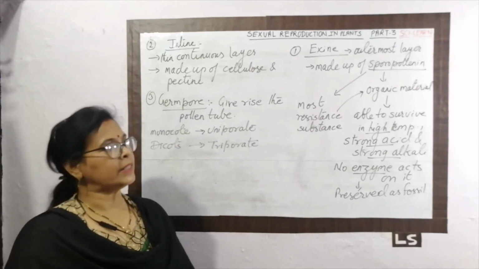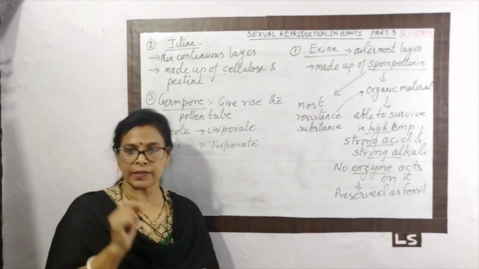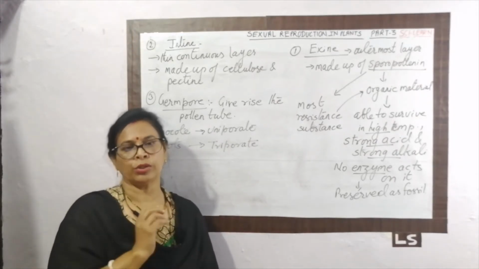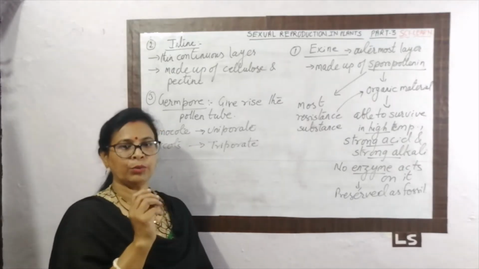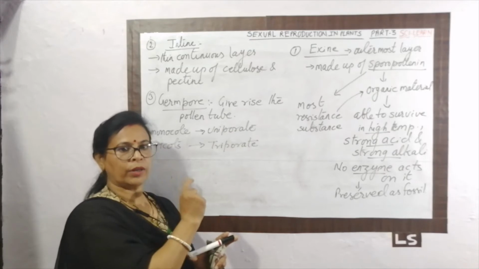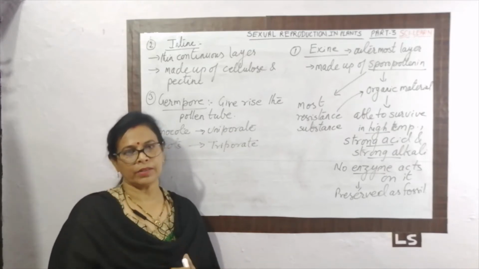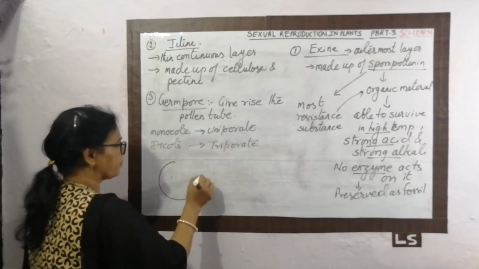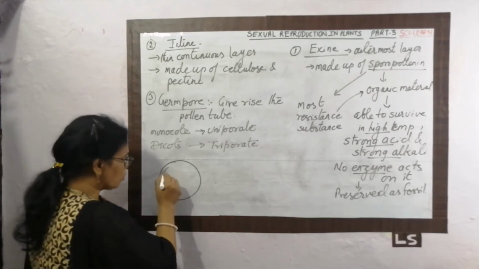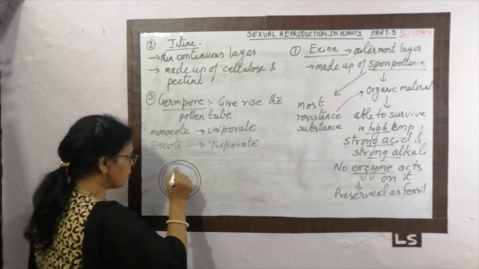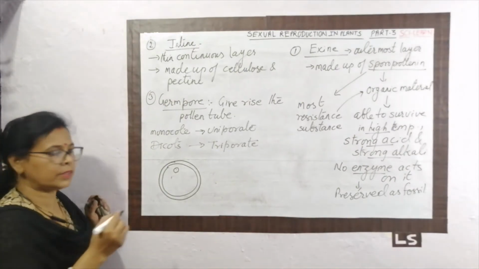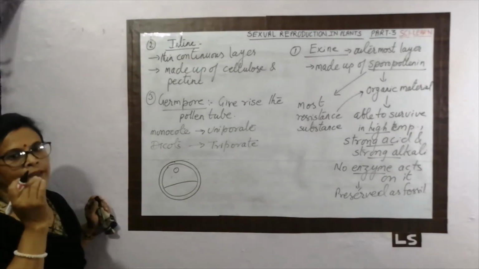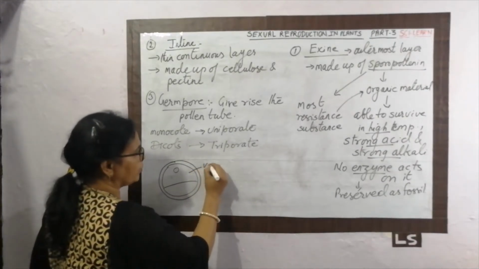Now, what happens inside the pollen? Inside the pollen, a plasma layer is there, which further grows into the pollen tube. Cytoplasm is there, and a nucleus is also there. What happens again in this pollen? It goes for division, and due to the division, two parts are formed. It is divided into two unequal parts. The larger part is called the vegetative part.